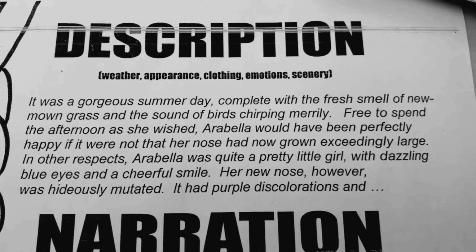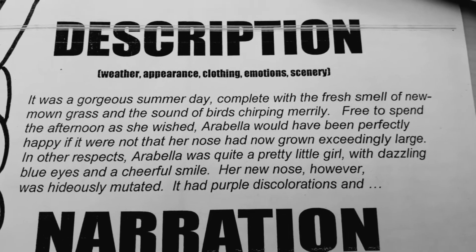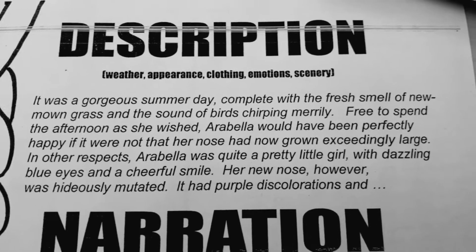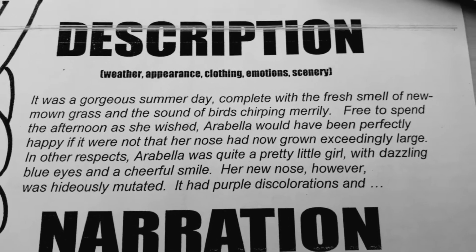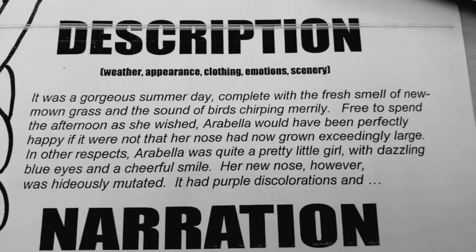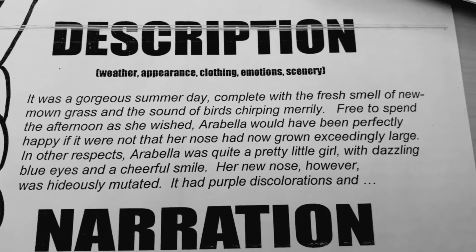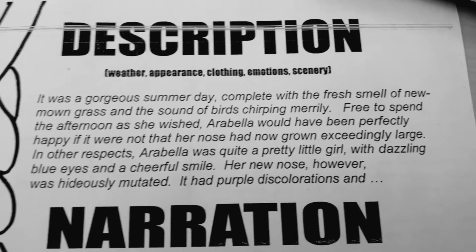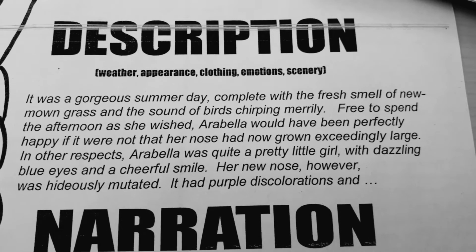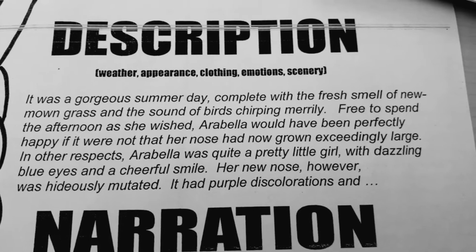Anyway, here we go. In fiction, if you take a look at any sentence at all, it's going to be one of these three things on this paper: description, narration, or dialogue. With description, you are simply describing what's going on: weather, appearance, clothing, emotion, scenery, as in the following example.